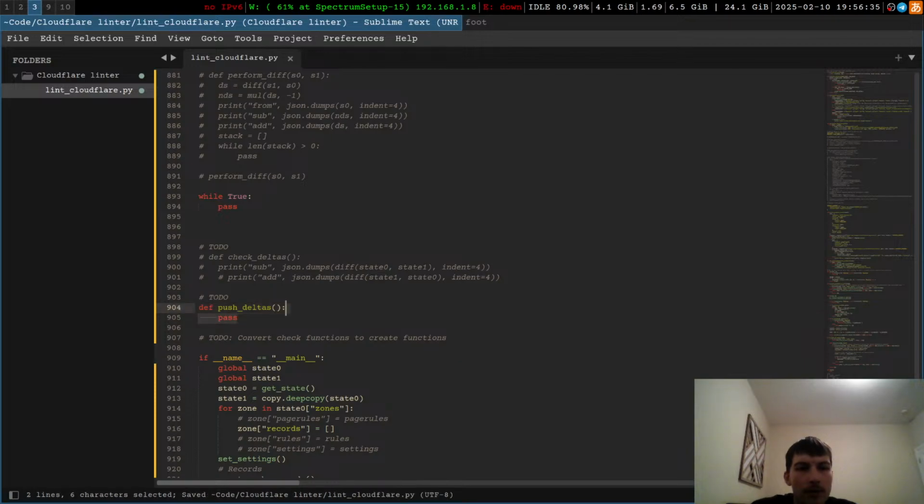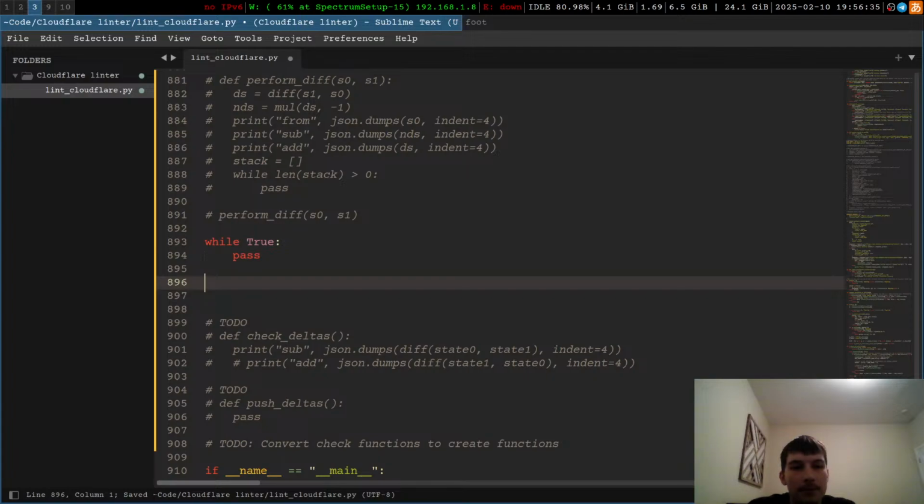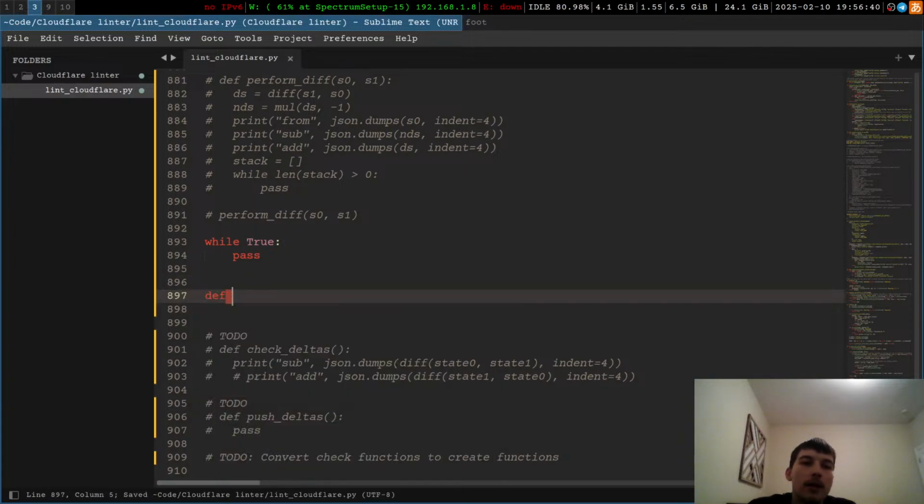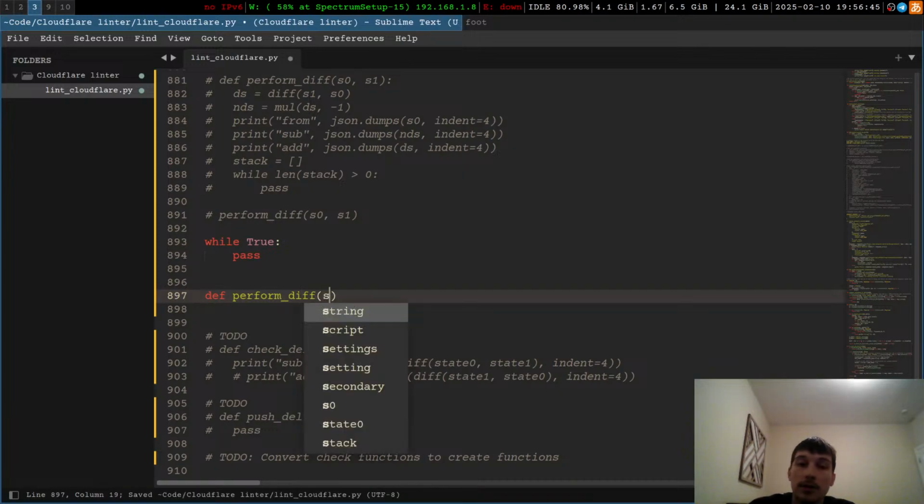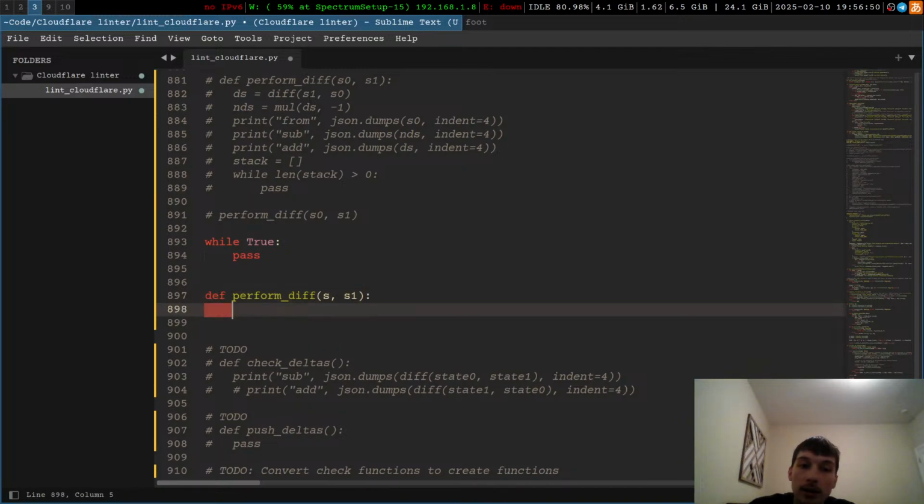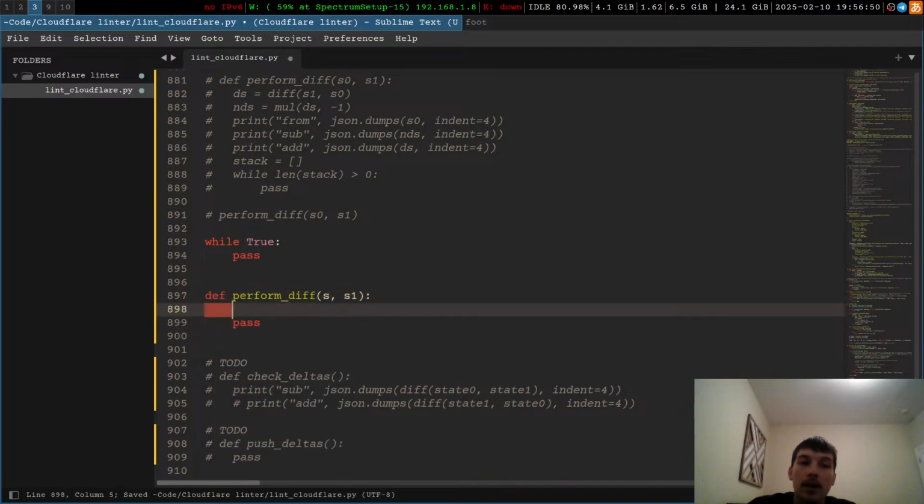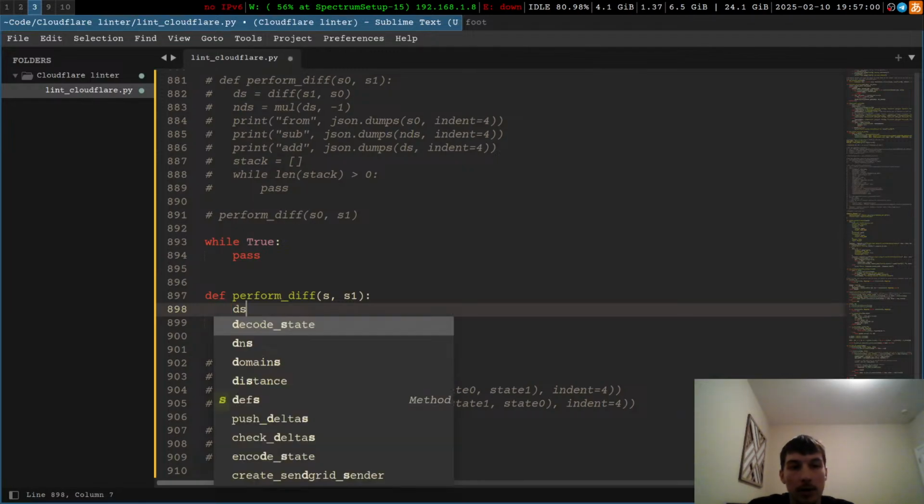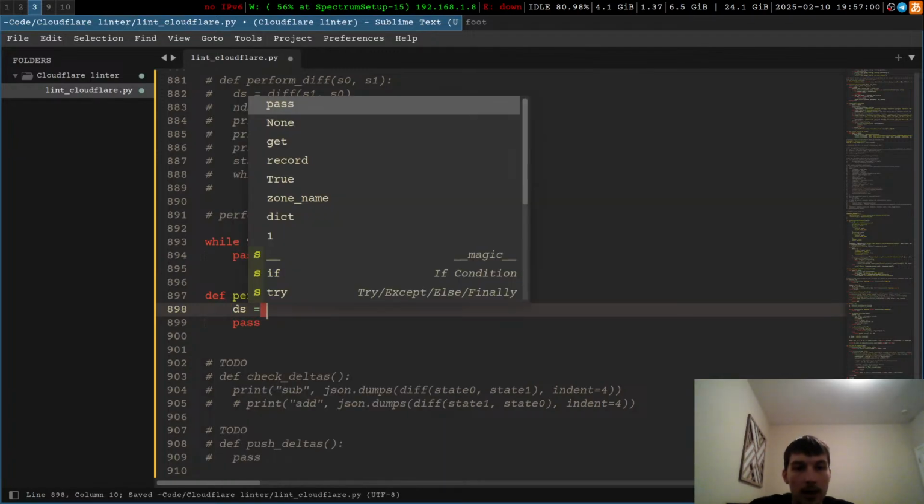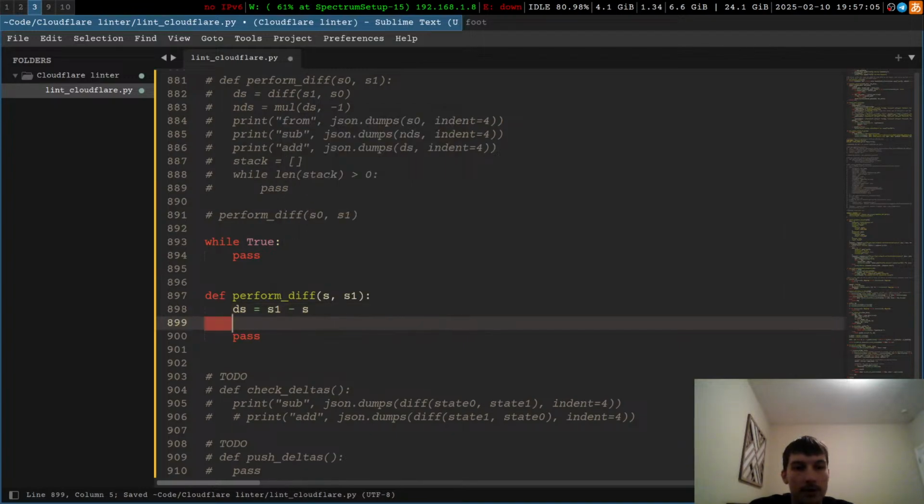Oh my god, we don't even need push deltas. We just say def, I don't know, we're just gonna call it perform diff. We have an initial state, we have a target state, and the goal is to get the state to match the target state. So we say, okay, well, ds, the d state, is going to be s1 minus s.